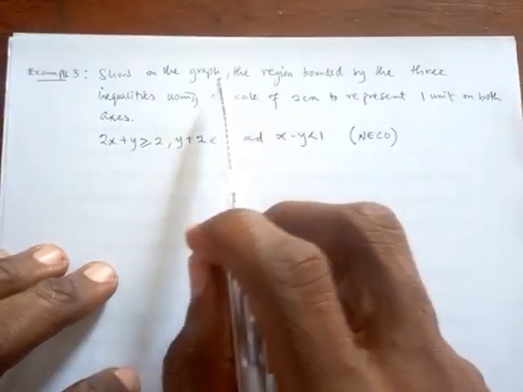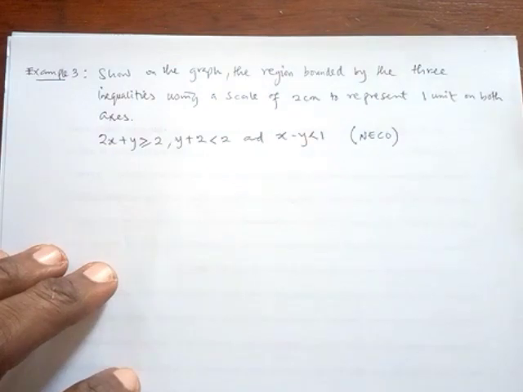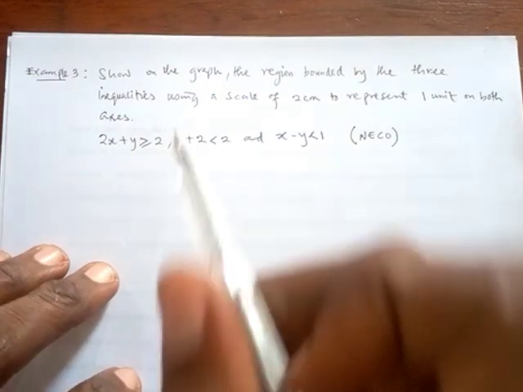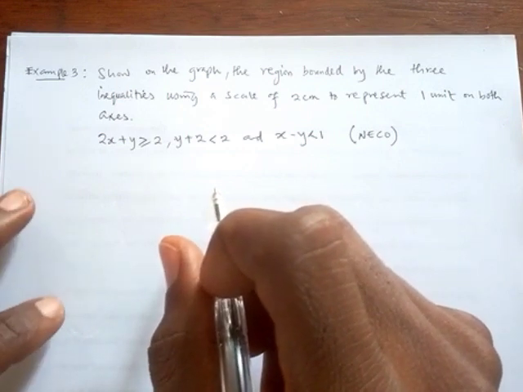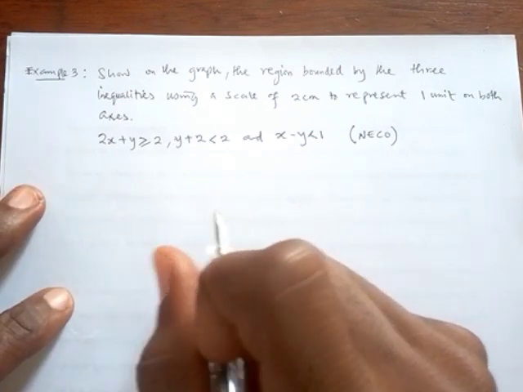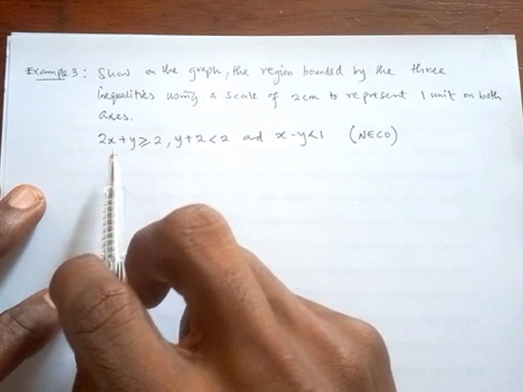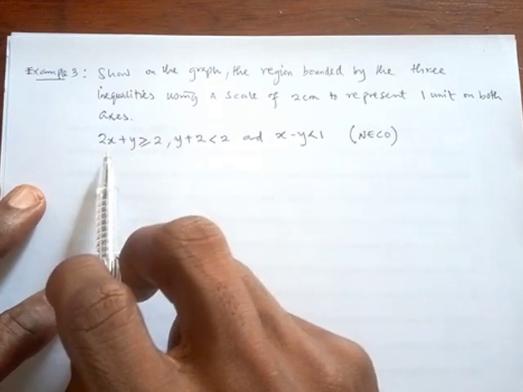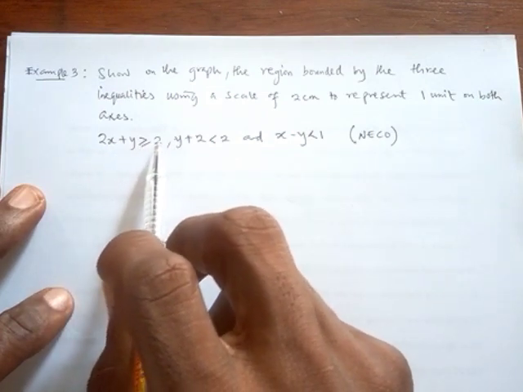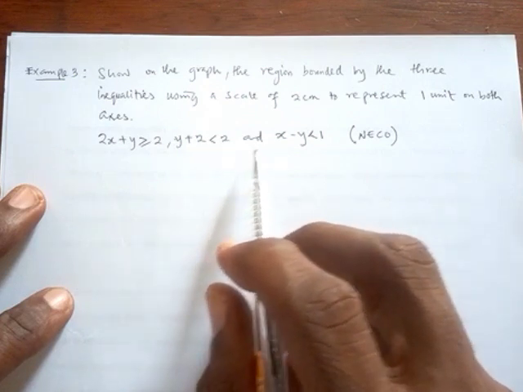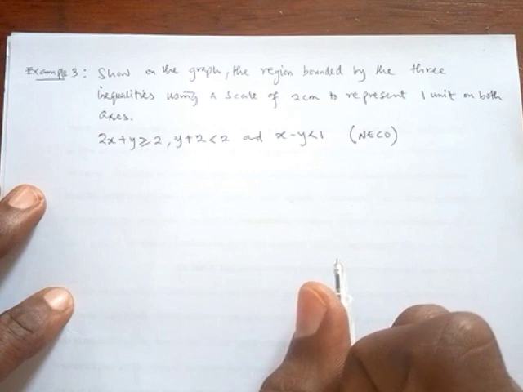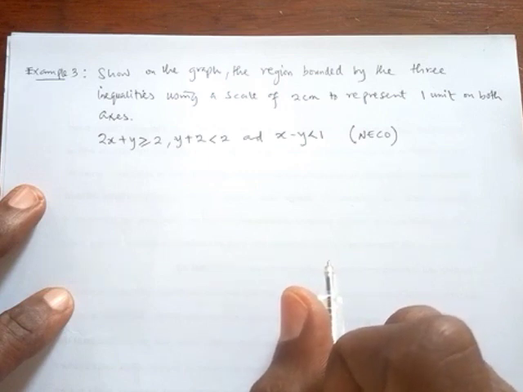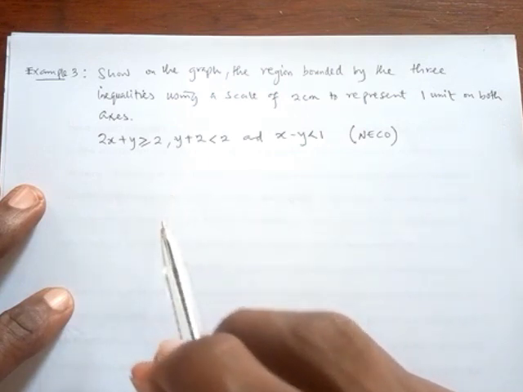Show on a graph the region bounded by the three inequalities, using a scale of 2 cm to represent 1 unit on both axes. The inequalities are 2x plus y greater than or equal to 2, y plus x less than 2, and x minus y less than 1. So let's kickstart.